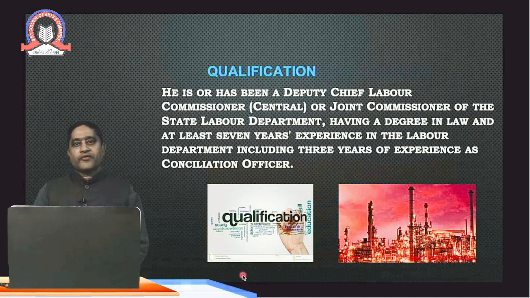Coming to the qualification of the conciliation officer, he should be a deputy chief labor commissioner (central) or a joint commissioner of the labor department, having a degree in law and at least 7 years of experience in the labor department, including 3 years of experience as a conciliation officer. This has to be the qualification before he is appointed as a conciliation officer during the course of proceedings for the settlement of the disputes.